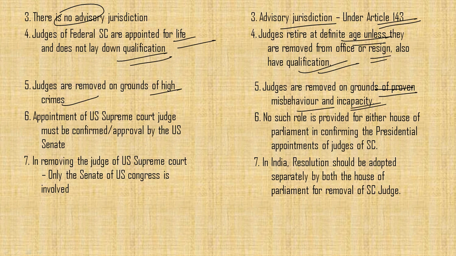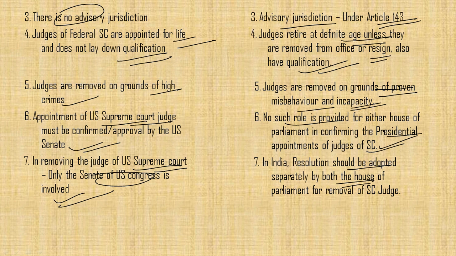Here, the appointment of a US Supreme Court judge must be confirmed or approved by the US Senate, whereas no such role is provided for either house of the parliament in confirming the presidential appointments of judges of the Supreme Court. Here, in removing a judge of the Supreme Court, only the Senate of the US Congress is involved, whereas in India, a resolution should be adopted separately by both houses of the parliament for removal of a Supreme Court judge.